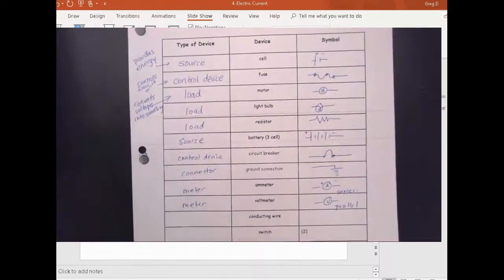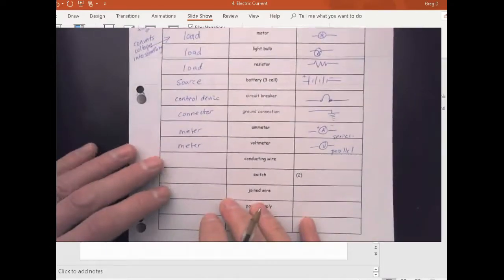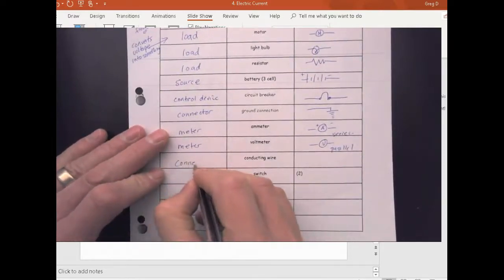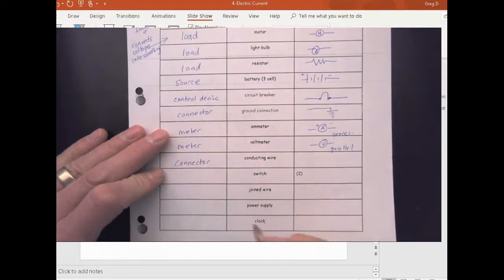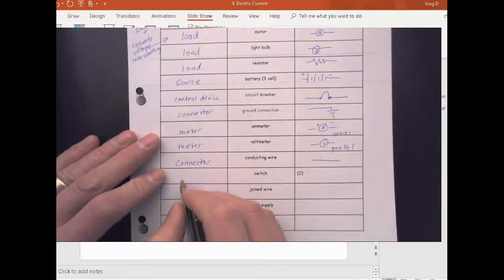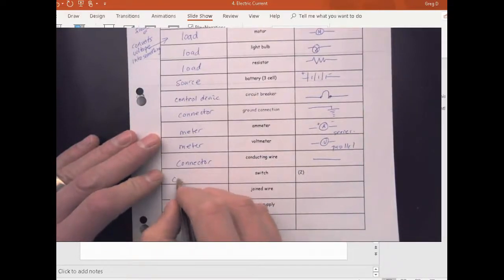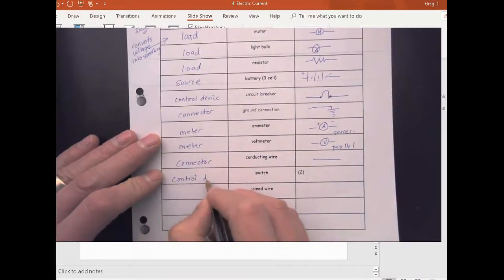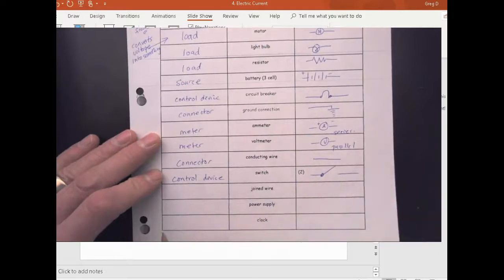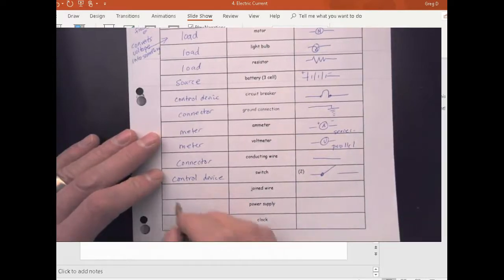You can also have conducting wire. And conducting wire is a form of a connector, and it is just a straight line. Now a switch we can have is a control device because it turns the electricity flow on and off, and it looks like a broken wire with just a gap coming off there. That is in the off position.